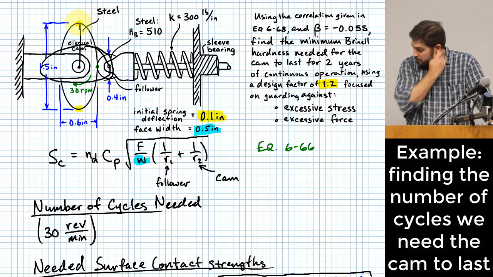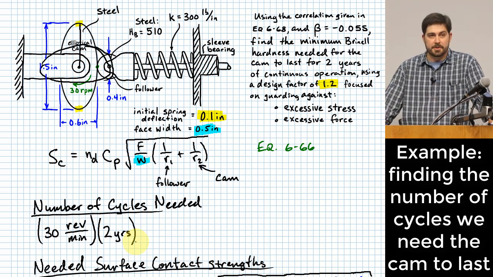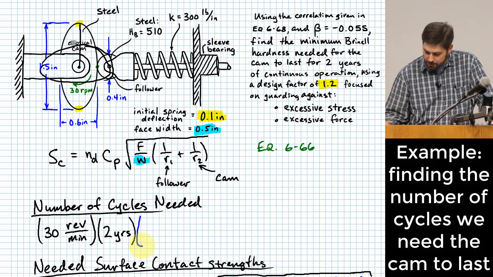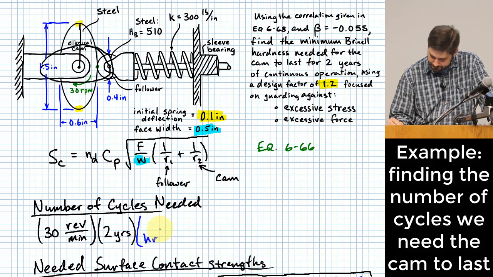Okay, so that just means that we need to take this and multiply it by 2 years, and that'll give us the number of cycles. Well, those units don't jive all by themselves, and so we need to do a few conversions as well. So we basically need to take our minute and turn it into an hour, like this. Okay, 60 minutes.